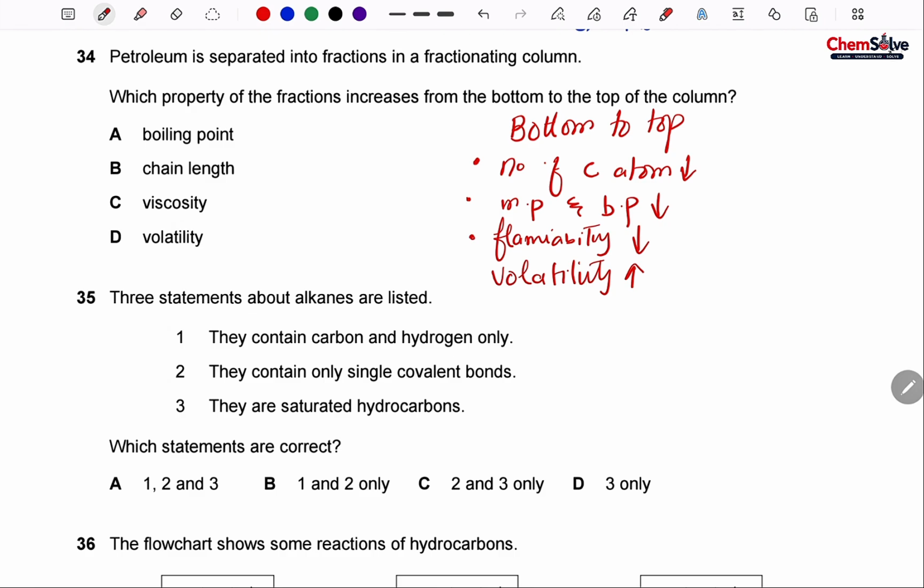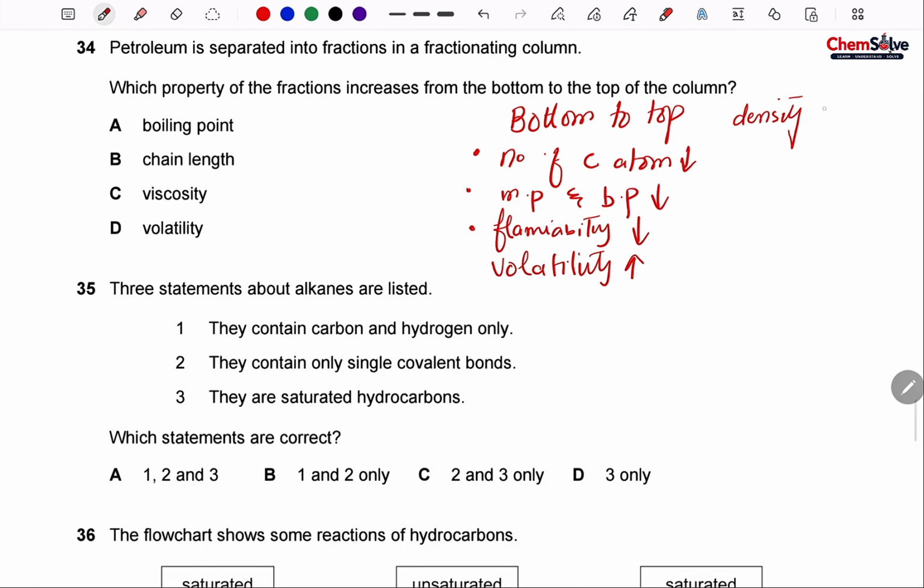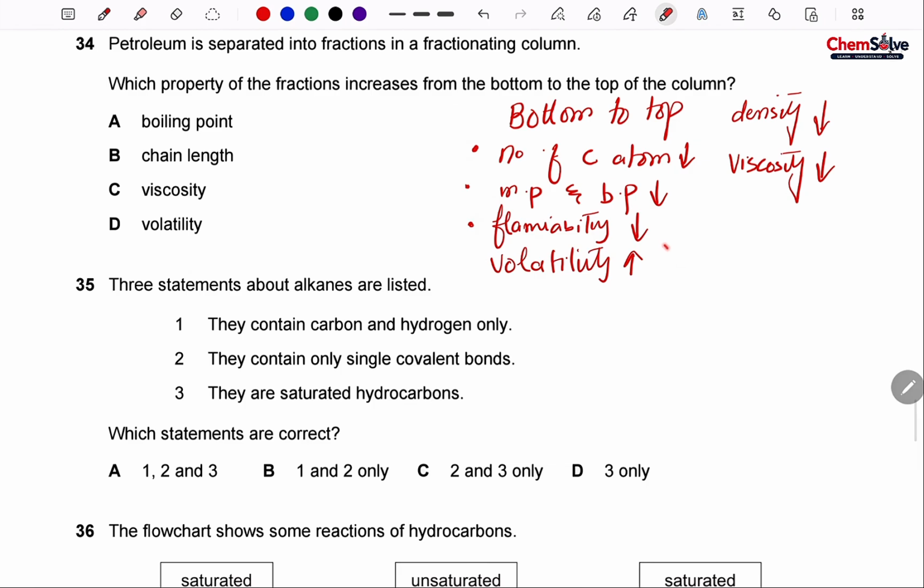volatility increases, density decreases, viscosity also decreases. So from this discussion we came to know the only thing that is increasing is volatility. So our correct option would be option D.